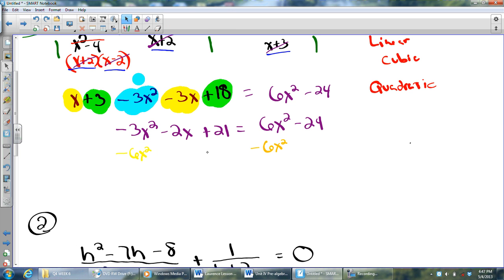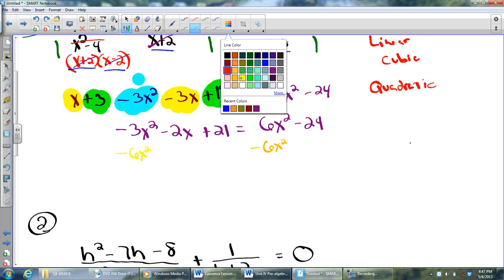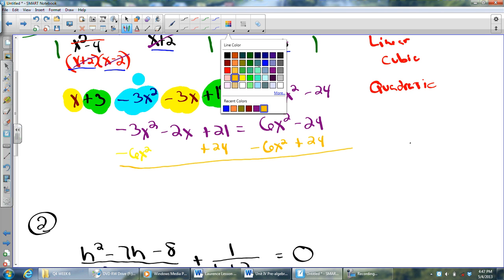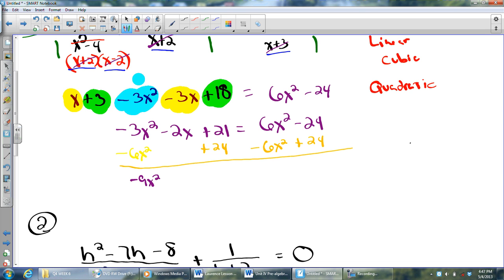All right. And then while we're at it, I'm going to add 24. And here I'm going to add 24. And my equation will equal 0. Remember, when we solve a quadratic, we want it to equal 0. And so I'm going to get a negative 9x squared minus 2x plus 45.